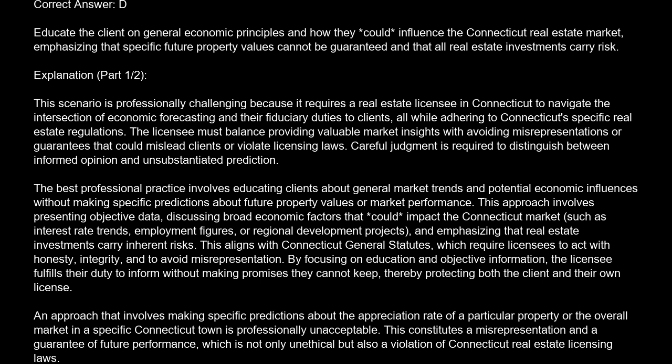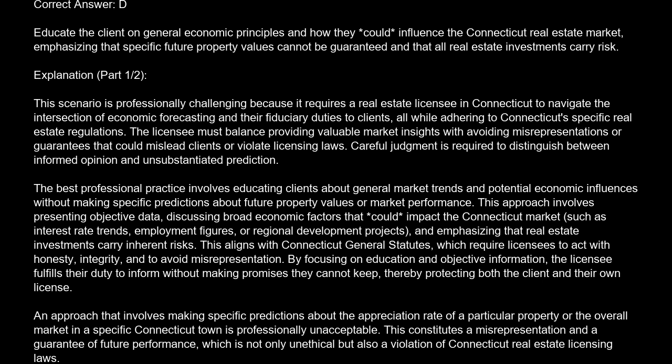Explanation. This scenario is professionally challenging because it requires a real estate licensee in Connecticut to navigate the intersection of economic forecasting and their fiduciary duties to clients, all while adhering to Connecticut's specific real estate regulations. The licensee must balance providing valuable market insights with avoiding misrepresentations or guarantees that could mislead clients or violate licensing laws. Careful judgment is required to distinguish between informed opinion and unsubstantiated prediction.